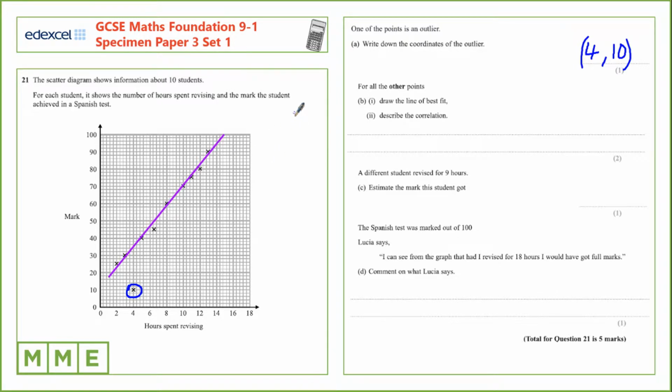Now that we have the line of best fit, we need to describe the correlation. As we can see, as the hours spent revising increases, so does the mark that they achieved. So we could describe this as positive correlation.